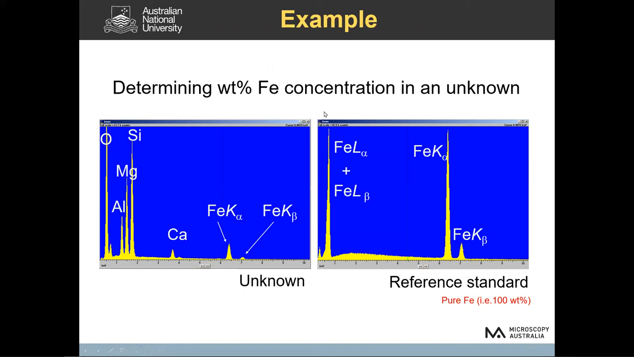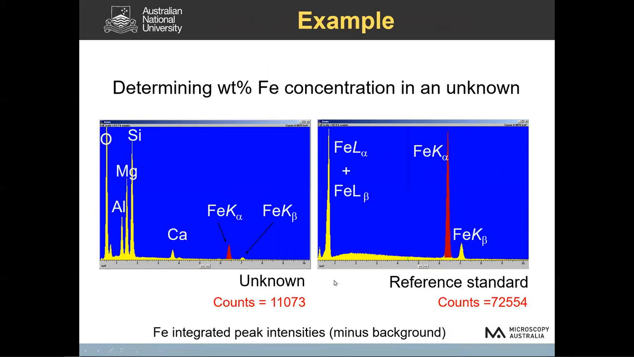So how do you actually calculate that ratio? Here again, I have my unknown and my reference standard. I'll take you through one example for one element, and basically you do the same for each element. So on the right, we have our reference standard, and we simply measure the counts in that peak. Of course, we have to take away the background, which is non-characteristic. In this case, the reference standard has 72,000 odd counts, and the unknown material under the same conditions only records 11,000 or so counts.